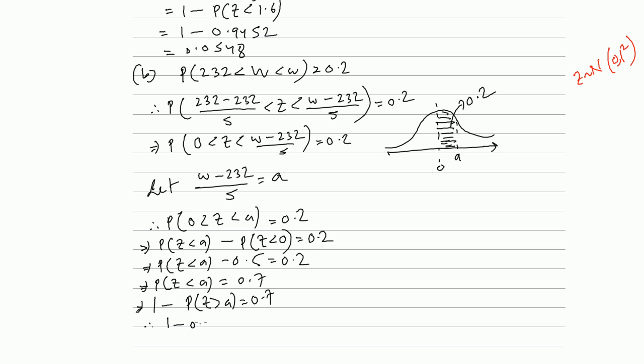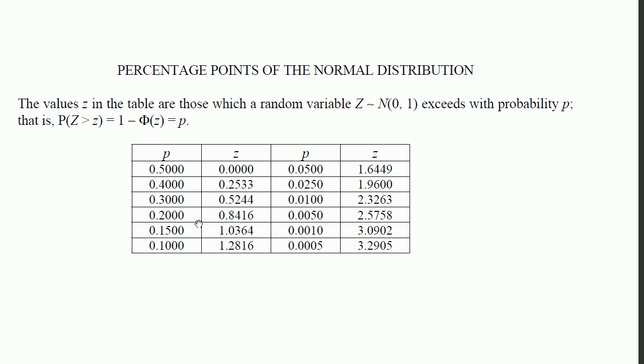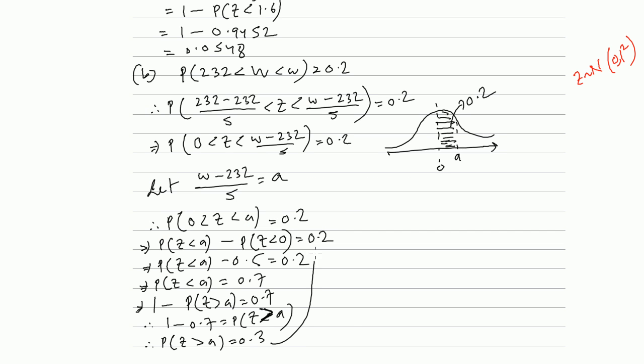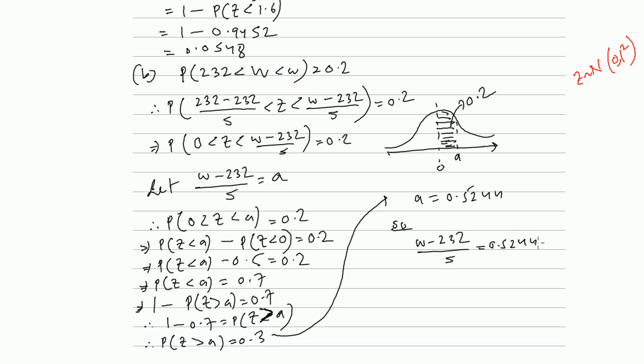Therefore 1 minus 0.7, probability of z is greater than a. Therefore probability of z is greater than a equals 0.3. So we can easily now use this table. So 0.3 means 0.5244. So a equals 0.5244. So (w minus 232) by 5 equals 0.5244.